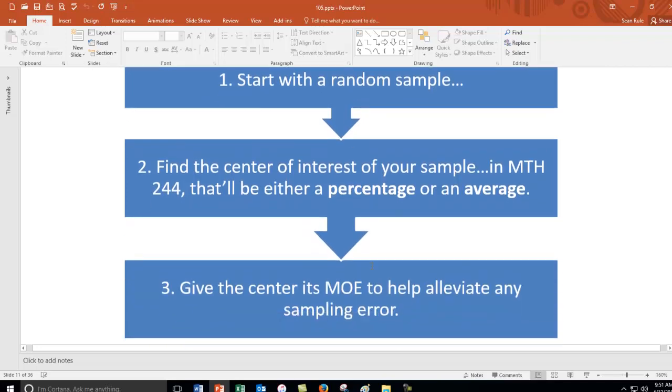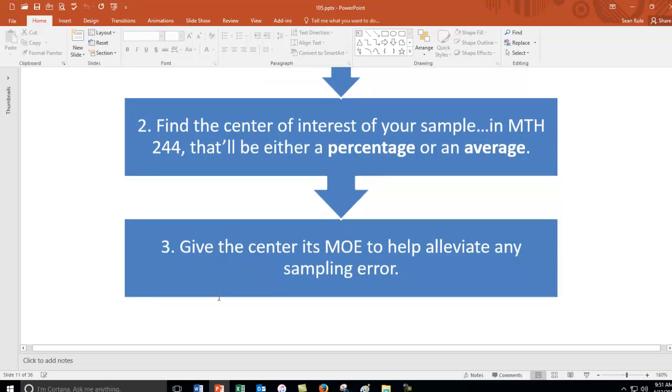And the last thing, and this is really the big part of Math 244, is get the margin of error on that center, the plus or minus on that center, because that will help you more often capture the parameter you're looking for.